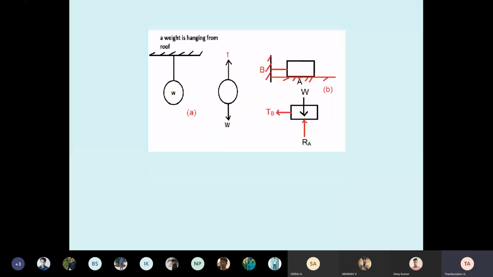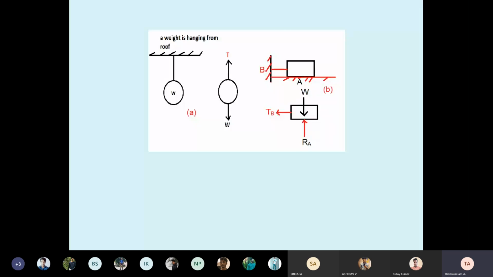And also see this ball, the weight is hanging, tied to the roof by using a string or rope. So when the body is connected or tied, there is only tension acting. That's why tension is upward. See diagram A: one weight is hanging from a rope, therefore the tension is acting upward and the weight is downward.